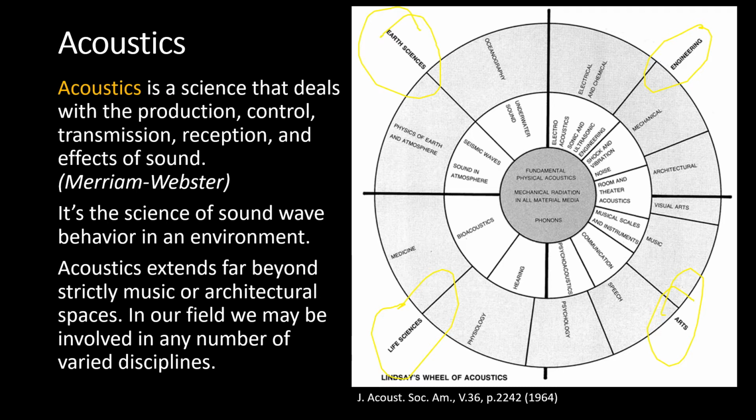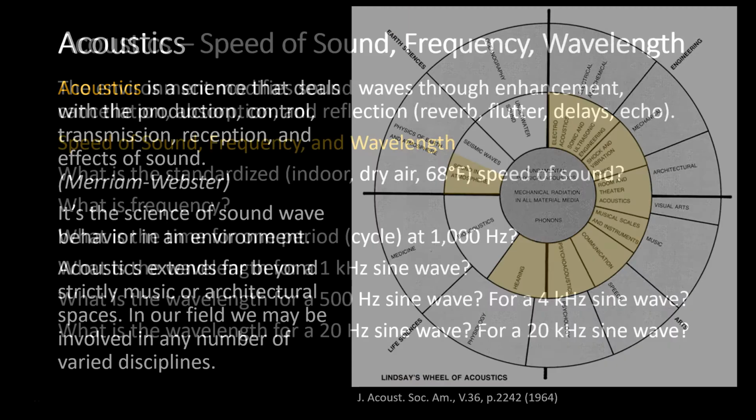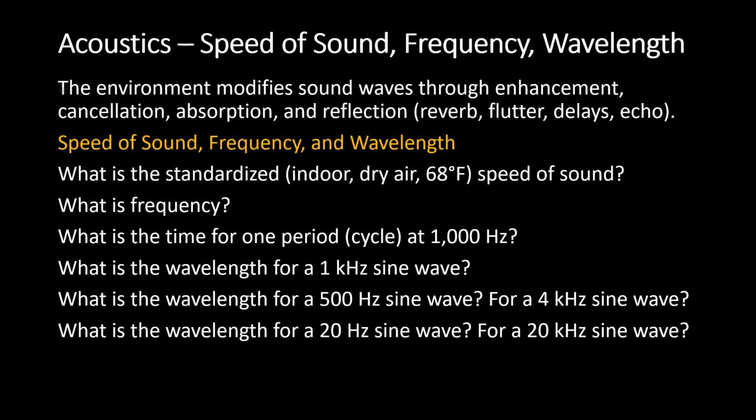Realistically, these are the areas that fall directly in the realm of this course. So more than half of all of acoustics is a field that you might easily find yourself falling into after you graduate. So acoustics, again, is related to the speed of sound, the frequency, and the wavelength, and the environment of the sound modifies the sound waves through enhancement, cancellation, absorption, and reflection. And reflection, as we'll see in the next couple slides, includes reverb, flutter, delays, and echo.